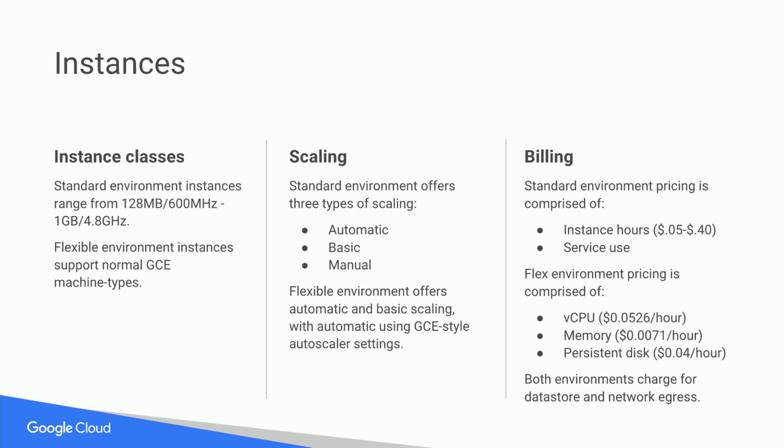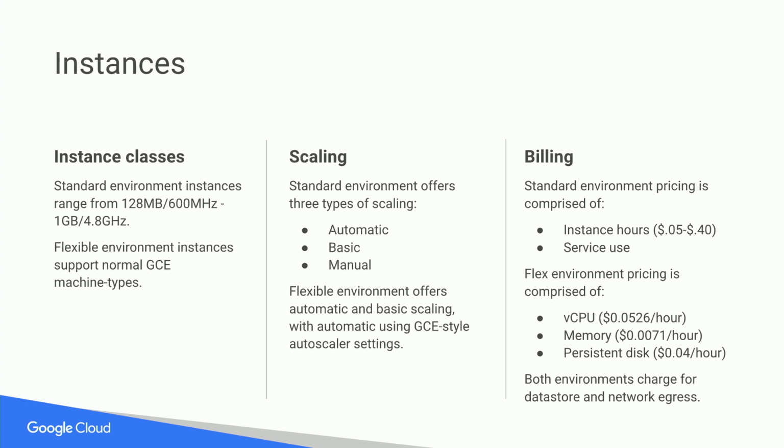What kind of instances does your App Engine application have to choose from? So in standard environment, your App Engine instance classes range from the small end of 128 megabytes and 600 megahertz to 1 gigabyte of memory and 4.8 gigahertz. In flexible environment, you can use any of the standard GCE machine types. So you have a lot of flexibility in terms of the amount of processor and the amount of memory.